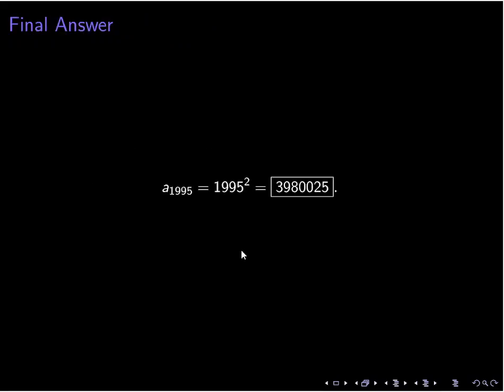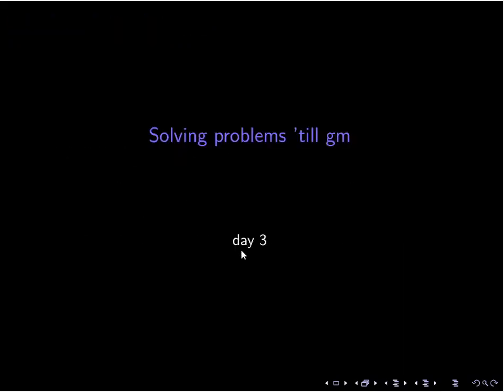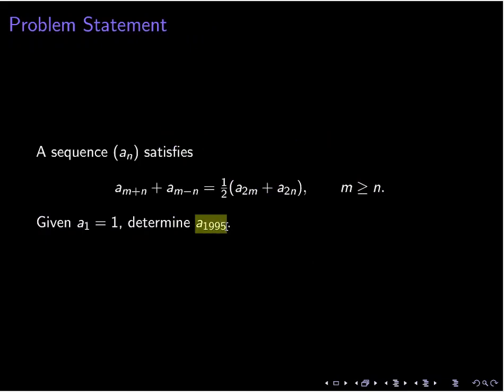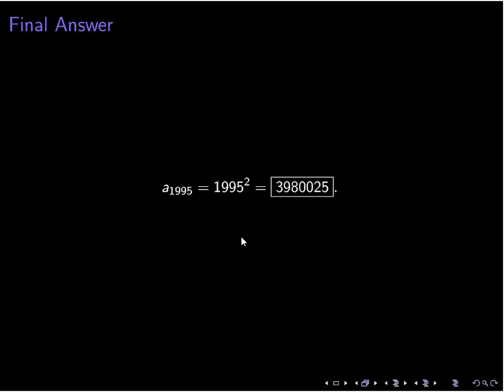And so let's not forget what the problem wants. It wants the value that a_1995 can take. And so it is 1995 squared, which computes to 3,980,025, which is the answer of our solution.